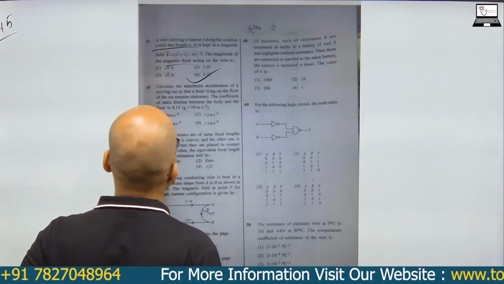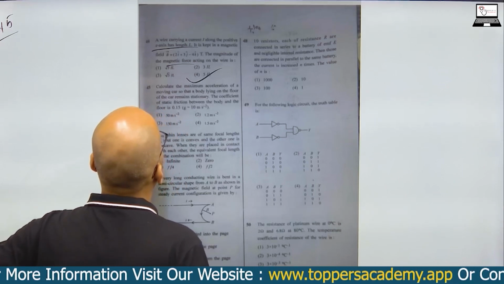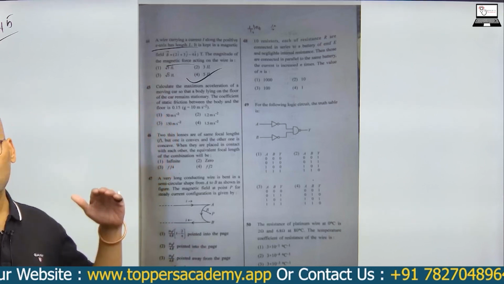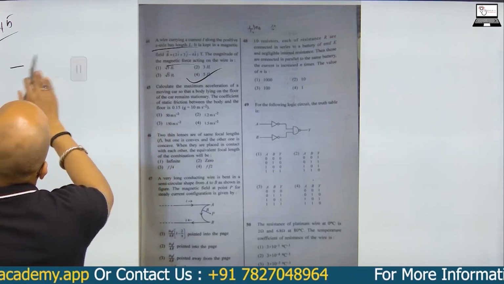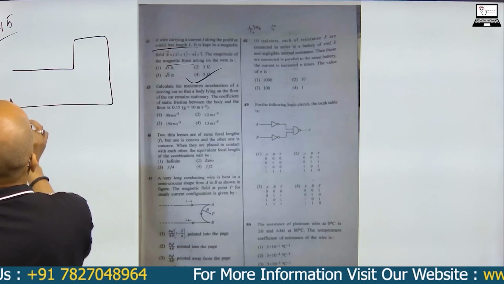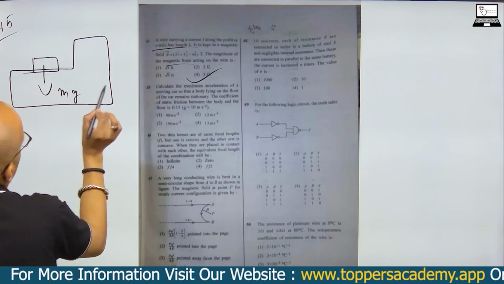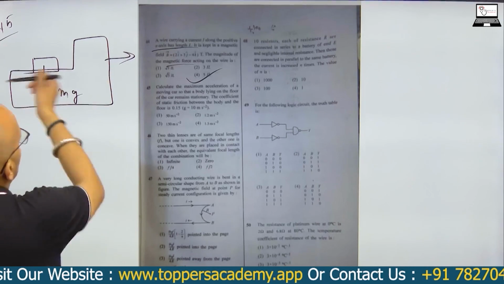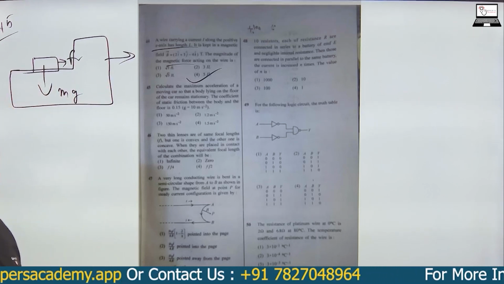Calculate the maximum acceleration of a moving car so that a body lying on the floor of the car remains stationary. Static friction. Okay. So there is a car. We did it like we have done questions on truck. In place of truck, it is saying car. You assume truck. There is a body lying here. So mg is acting in the downward direction. This is moving. If this is moving, that's how frictional force will be there. Right or wrong?